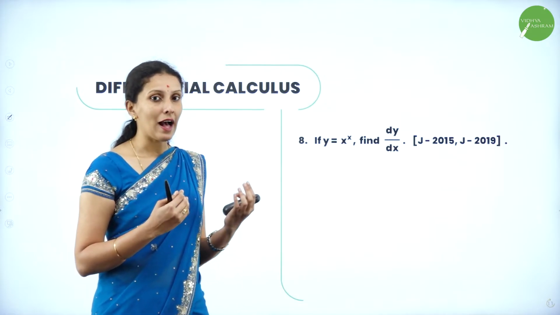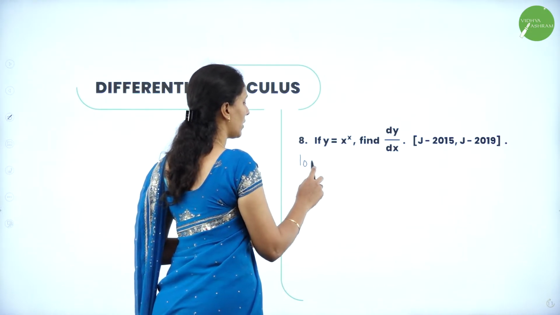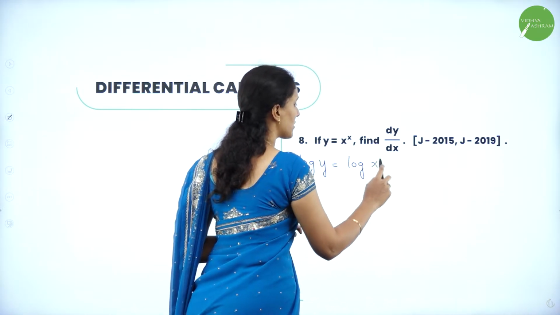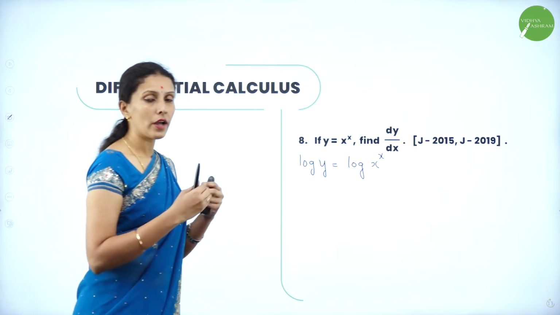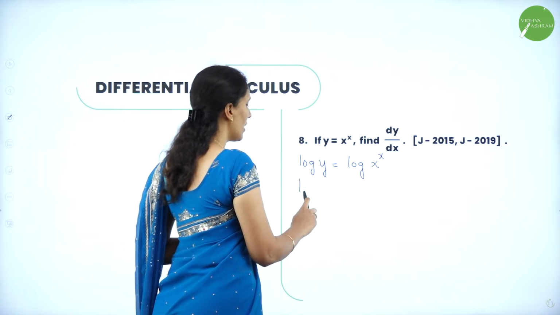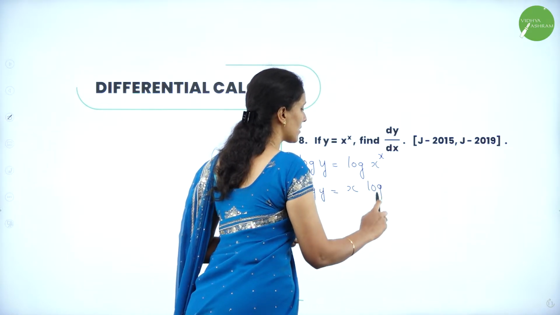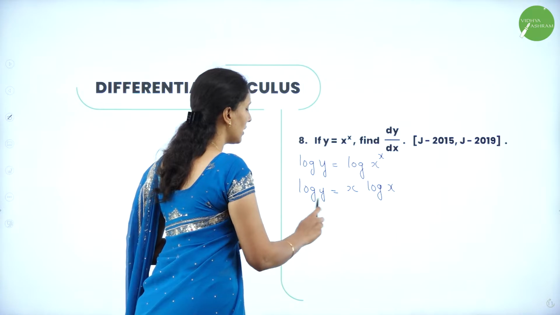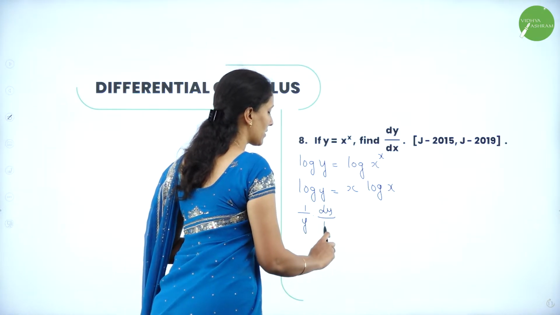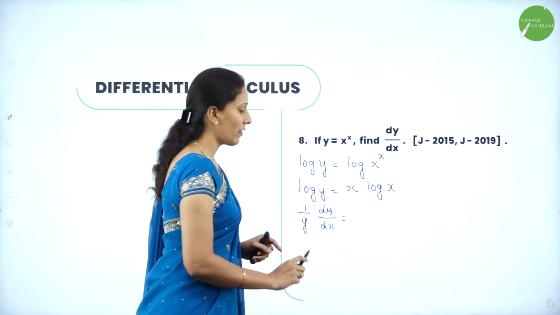So, whenever you have a power function, then apply log on both sides. If you apply log here, log y is equal to log x power x. We know that log x power y can be written as y log x. So, in a similar way, I can write this as log y is equal to x log x. Now, derive the function. Derivative of log y is 1 by y into dy by dx. So, when you are differentiating y, you have to write dy by dx.